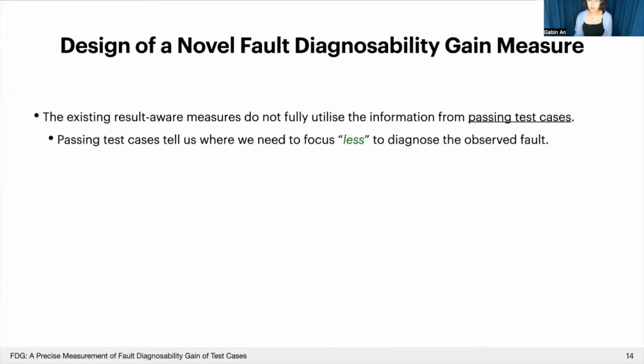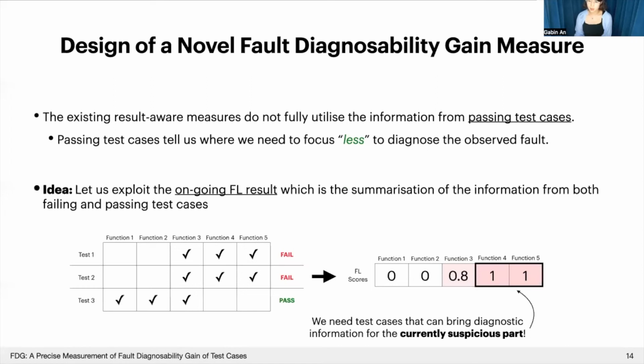However, we noticed that existing measures do underutilize the information from existing test cases. Existing test cases can show us which parts of the program are less important in terms of localizing the fault. Based on this idea, we propose new fault diagnosability gain measures that utilize the ongoing FL results, which summarize information from both failing and passing test cases.